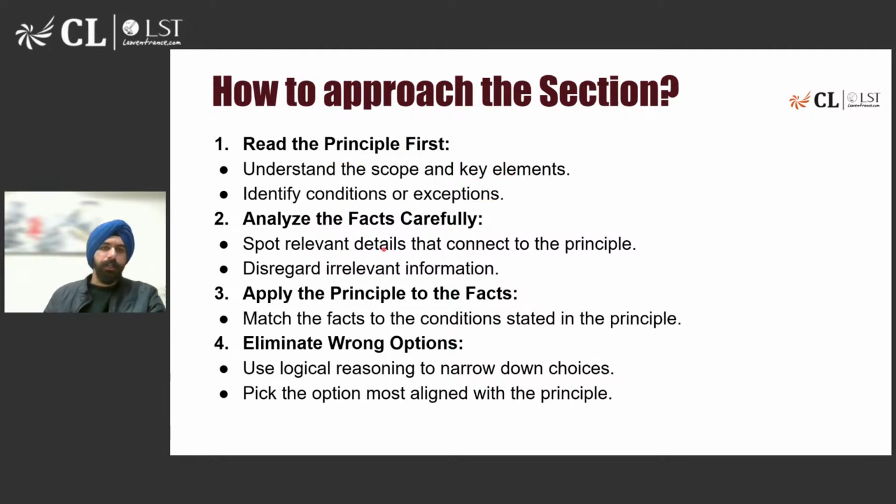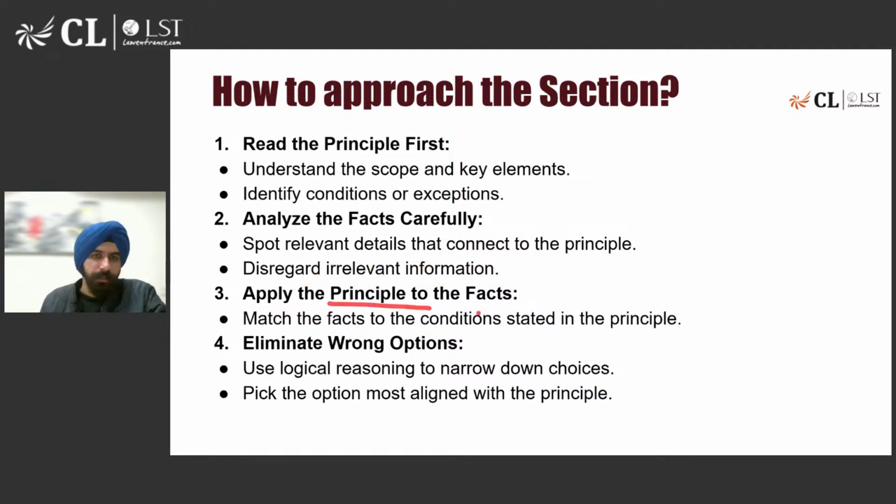Then, of course, the next point is analyzing the facts carefully, quite obvious, spotting relevant details and connecting them to the principle. You would be given a fact scenario जहाँ पे कुछ ना कुछ चल रहा होगा and आपको देखना है आपका principle वहाँ पे किस तरीके से apply होता है, किस तरीके से connect होता है. And of course, disregarding irrelevant information. Your facts sometimes might have information which is not at all useful to answer the question, which is just a filler information, or sometimes even information to deviate you from the right track. So you have to identify what are the relevant details and disregard the irrelevant ones.